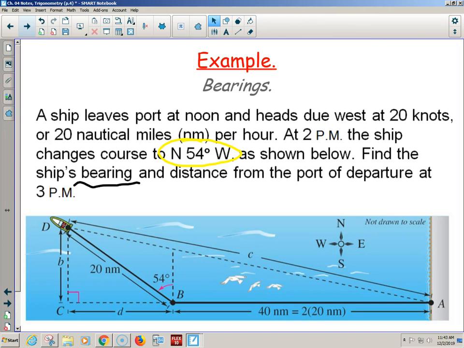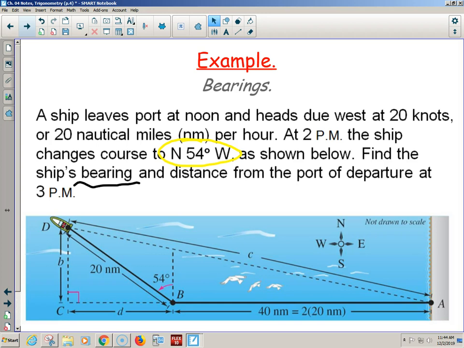Bearings are kind of rough. They show back up in physics, in calculus and non-calculus. A ship leaves port at noon. Where's the ship? Oh, he's way over there. I think that's his current location, though.